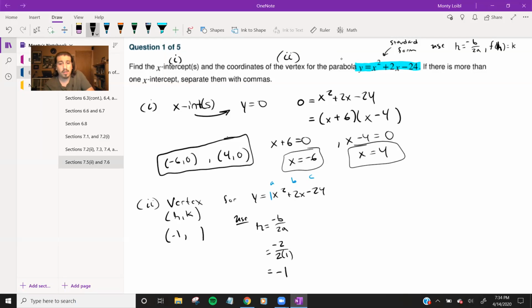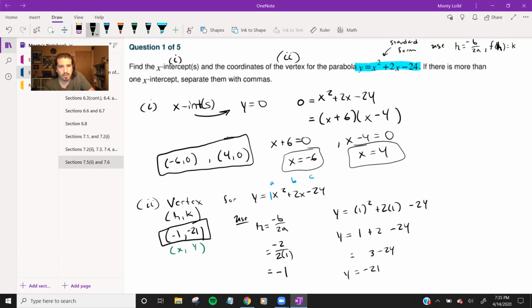To do that, we plug in our value for x, or the h value, right? Remember that this is x and y, right? It's a coordinate, x and y. Okay, so we found x, so we plug it back in to find y. All right, so plugging this in here, we get 1 plus 2 minus 24. What do we get here? So this is 3 minus 24, negative 21. Okay, so using that, we found that this is our vertex here, right? So again, if you find your h value, you can plug those in and find the other ones here.